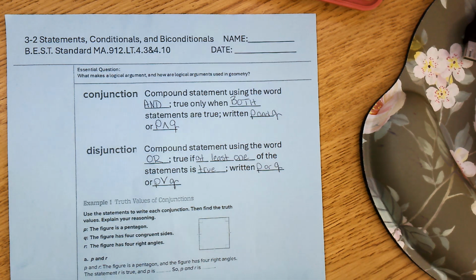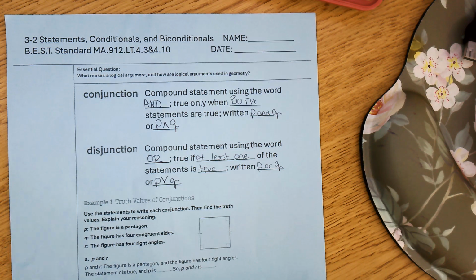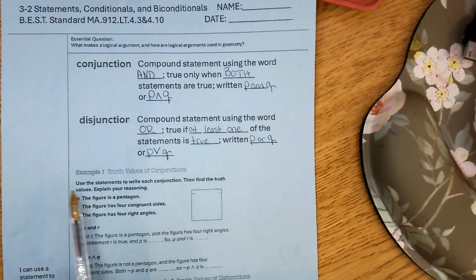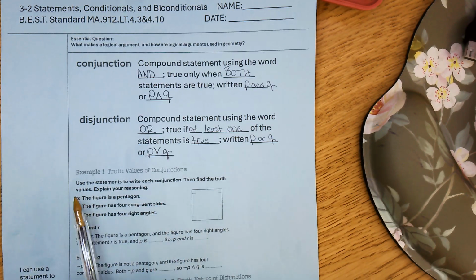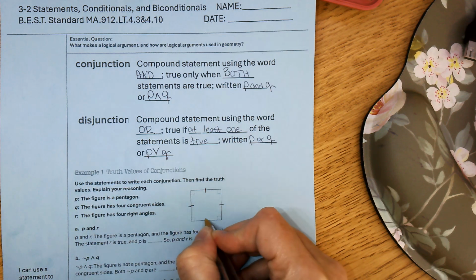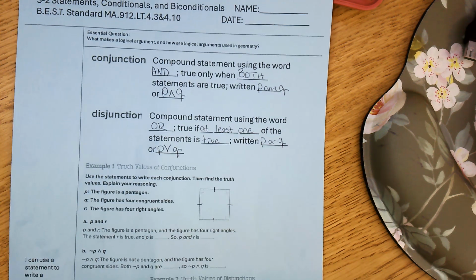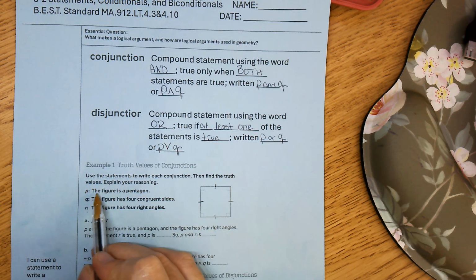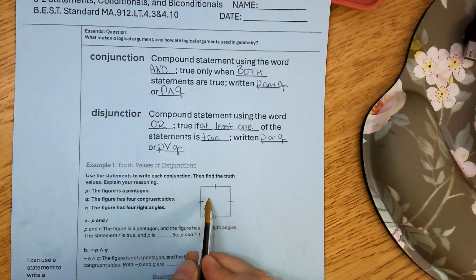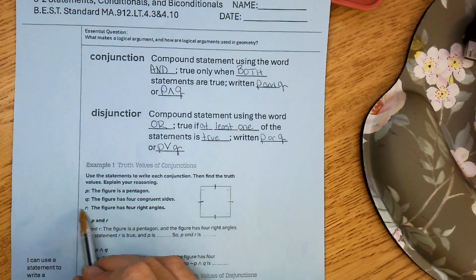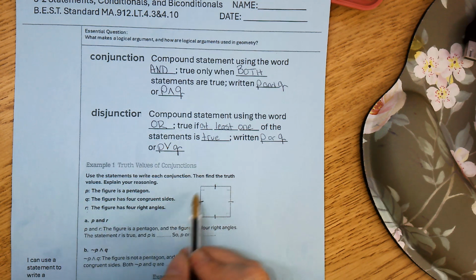All right, let's practice. Example 1, truth values of conjunctions. It says use the statements to write each conjunction, then find the truth values. Explain your reasoning. So we have this shape here, and we have slash marks, which means all your sides are congruent. We have 3 statements. P: the figure is a pentagon. No, it's not. Statement Q: the figure has 4 congruent sides. Yes, it does.